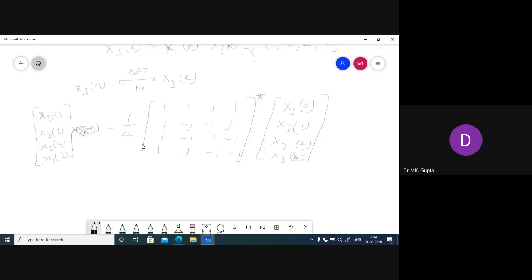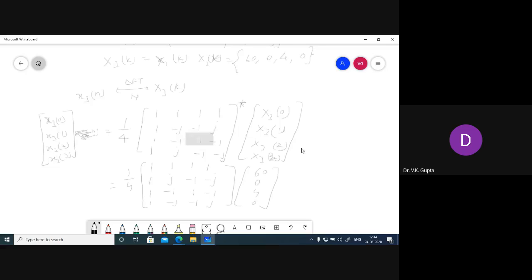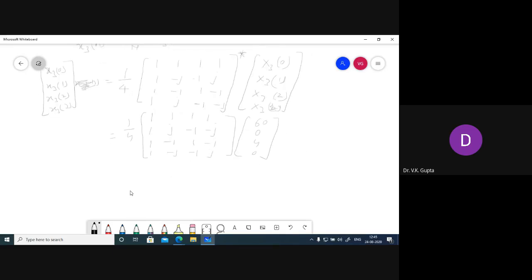So can you find this? What is the value of x3(n)? It is 1 by 4 times this matrix, which is conjugated. j is replaced by minus j: 1 1 1 1, 1 j minus 1 minus j, 1 minus 1 1 minus 1, 1 minus j minus 1 and j, into 60 0 4 0. Can you find the values of x3(0), x3(1), x3(2), x3(3)?